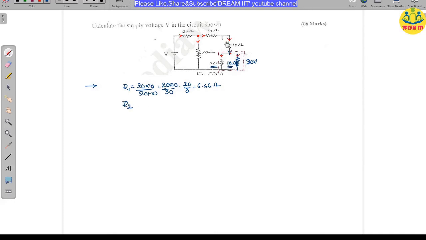So for R2 you are including this 10 ohms and this 10 ohms, and you are getting R1. Totally how many resistors are in series? 3 resistors: 10 ohm, another 10 ohm, plus 6.66. Total, how much? 26.66 ohms. Here you got.